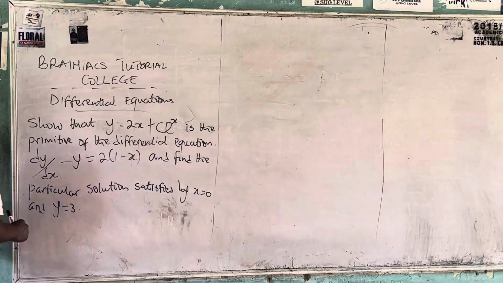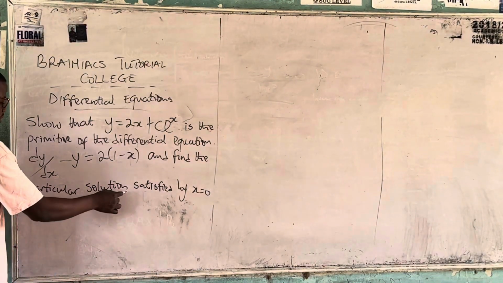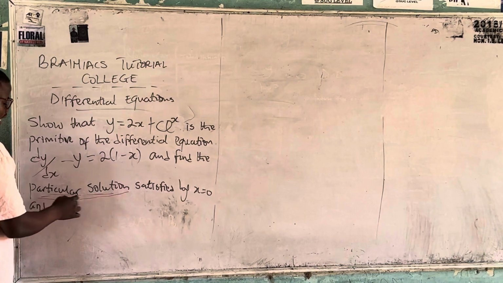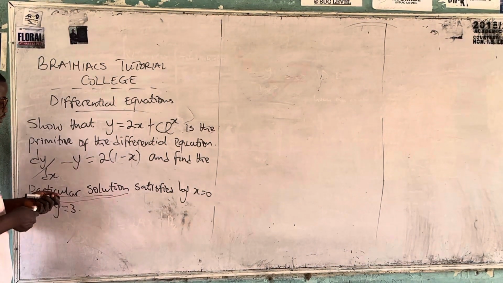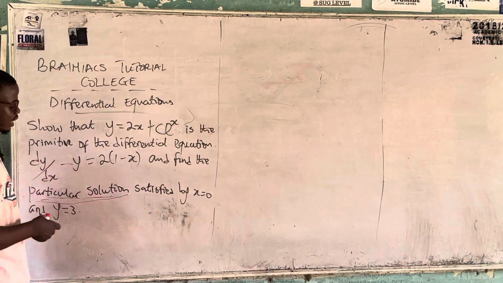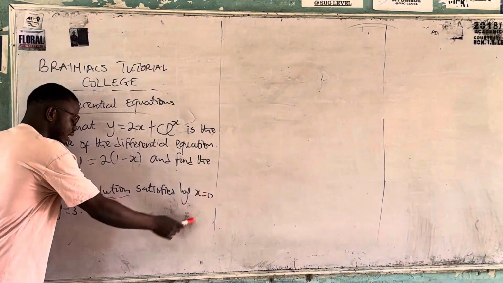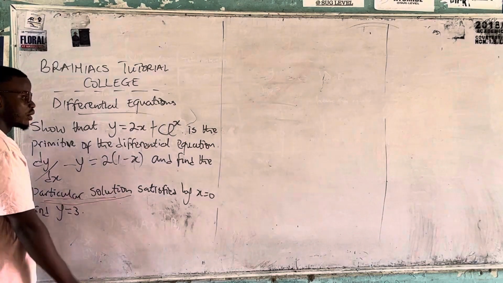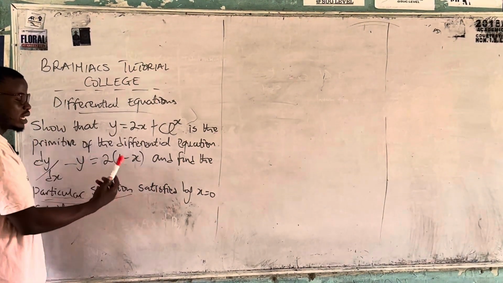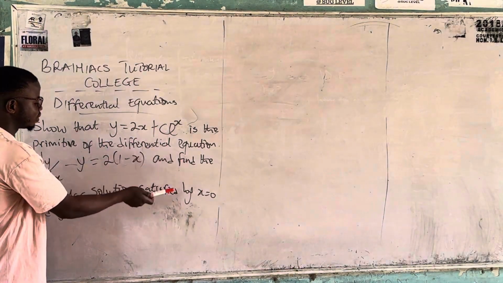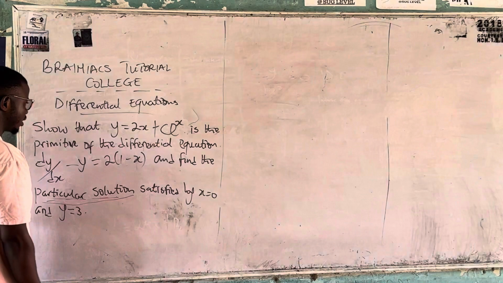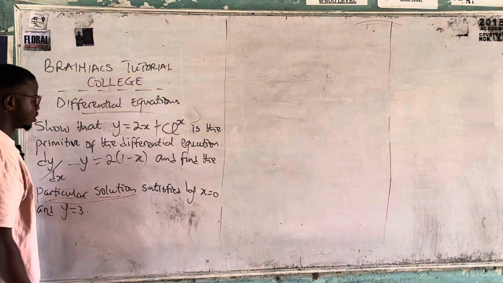So if you are given a question like this, let's start with the particular solution. We obtain the particular solution by assigning a definite value to the essential arbitrary constant, and we obtain it from the primitive. Now we're going to use the values given here, x equals 0 and y equals 3. So without the differential equation, we can still obtain the particular solution. Wherever we see x we put 0, wherever we see y we put 3, and we'll see that the value of c will be equal to 3.